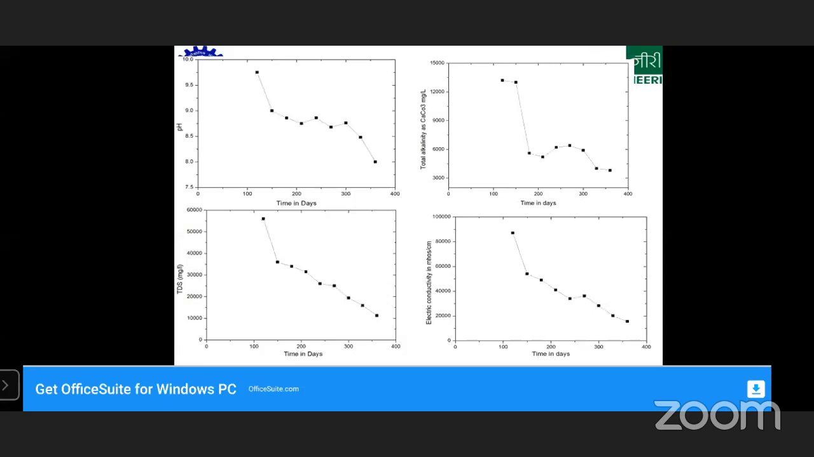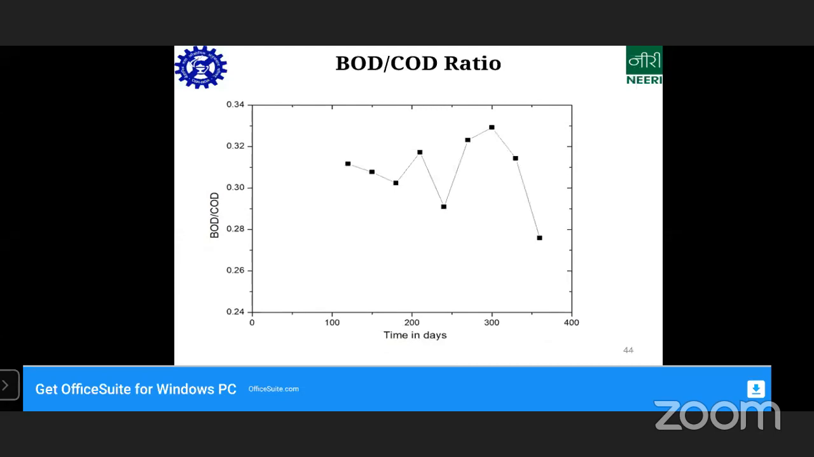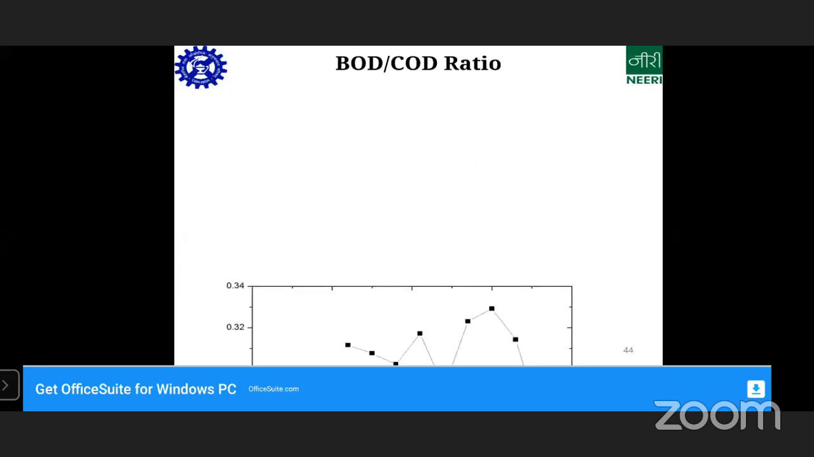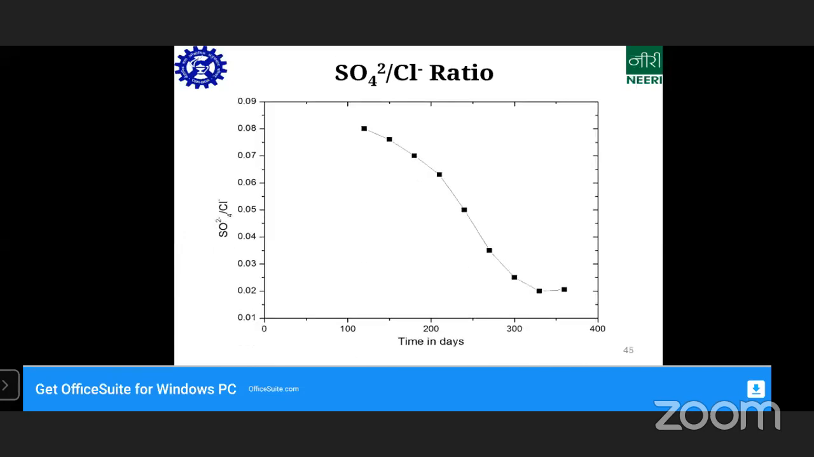We did this experiment to find out how good a leachate recirculation could be. We didn't recirculate any fresh water. We just recirculated the leachate that came out of it. Then, to see the stabilization, we calculated the BOD to COD ratio. It reduced from 0.332 to maybe less than 0.25, but still there was something to be degraded. Then we also calculated the sulfate to chlorine ratio. You people as chemists must be well aware of all these components. This is again to check the stabilization. It reduced from 0.08 to 0.02, indicating decent stabilization.